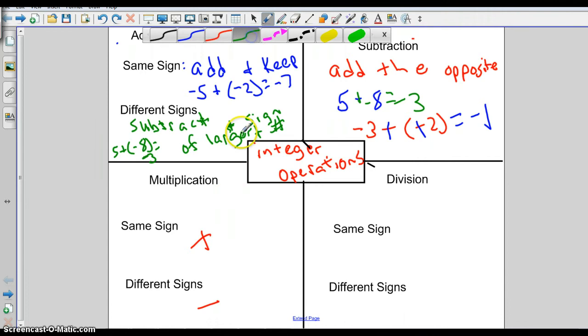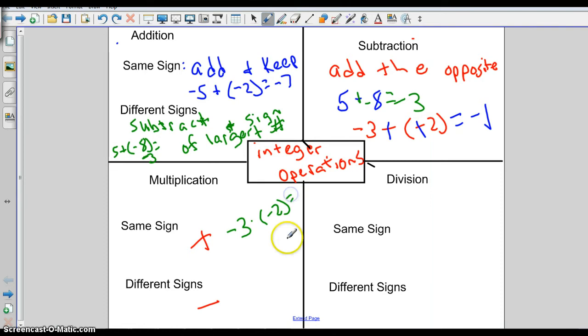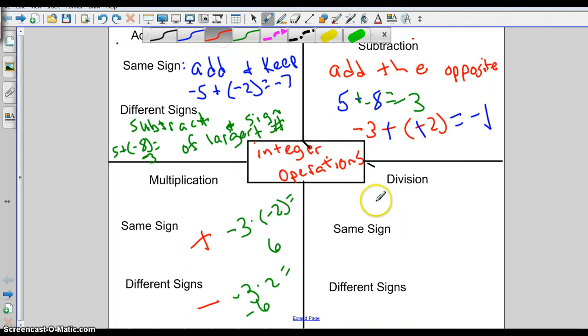So as an example, with multiplication, same sign, negative 3 times negative 2, the answer is positive 6. Same sign's always positive. Negative 3 times positive 2, if they're different, it's always negative. So that would be multiplication. Division is exactly the same, which makes it even easier. It's not different. Same sign's positive, different sign's negative.